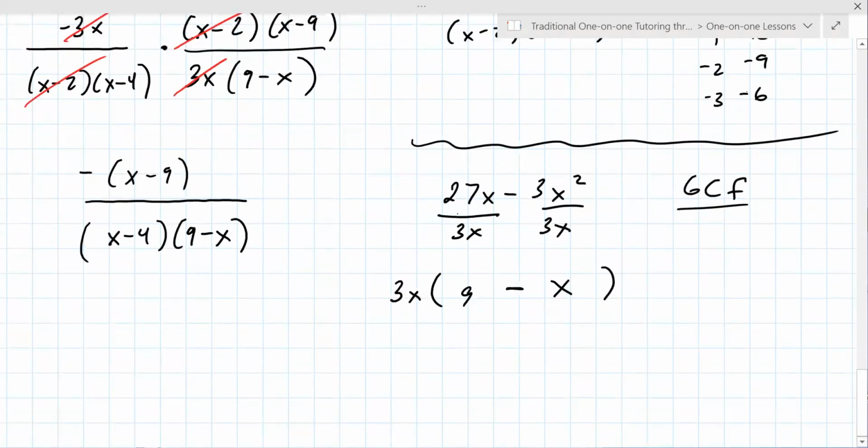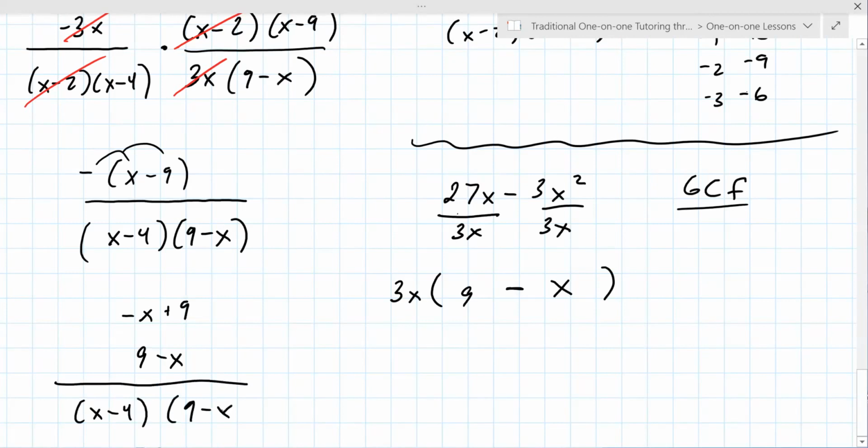And then from a previous problem, do you see that x minus 9 and 9 minus x are the same except for the negative? You remember that? Like to flip one, you have to put that negative in there. So the top becomes negative x plus 9, which if you rewrite, it becomes 9 minus x. On the bottom, you have x minus 4, 9 minus x.